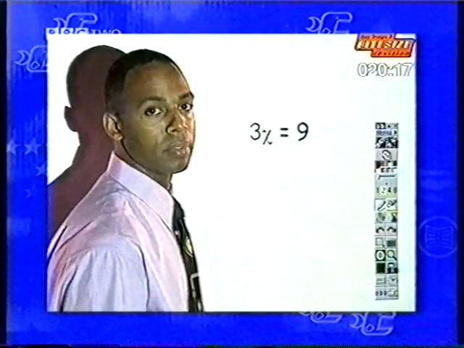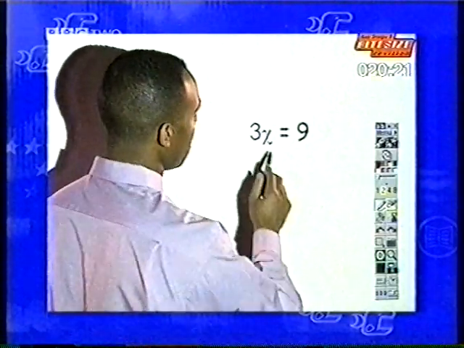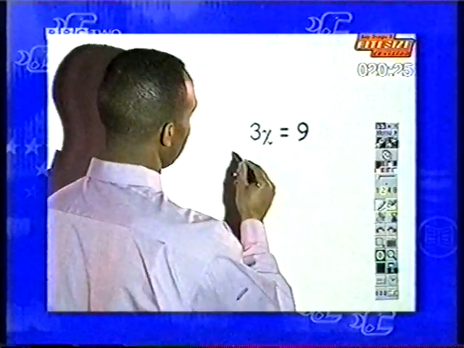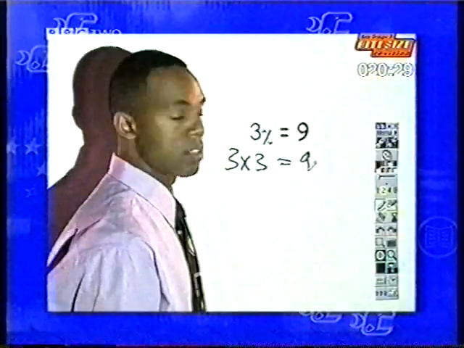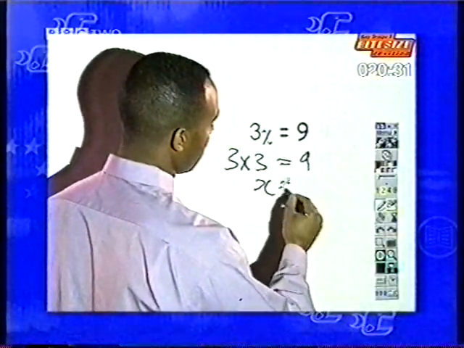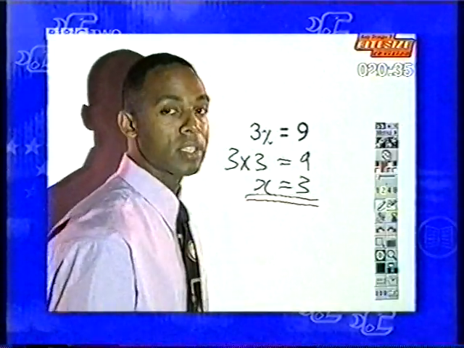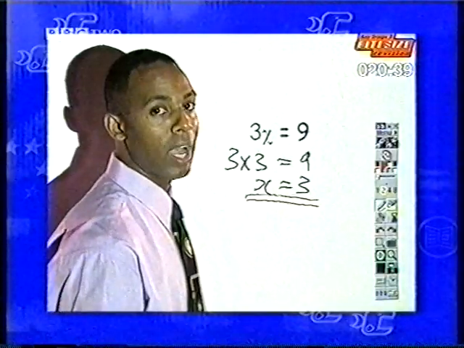Let's take the example 3x equals 9. What we're interested in is what x is. Now it's easy to see 3 times 3 equals 9. So then x equals 3. There's our answer. It's helpful to remember that an equation can be thought of as a balance.